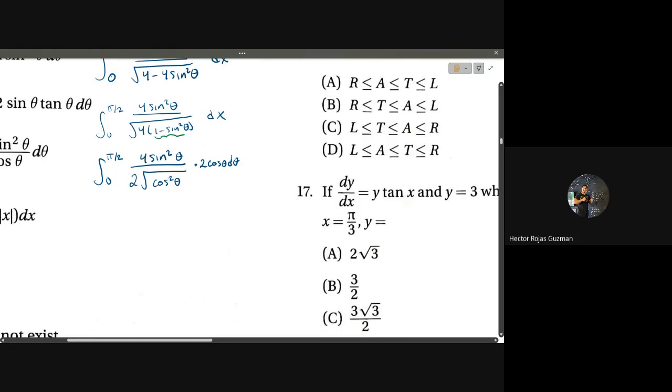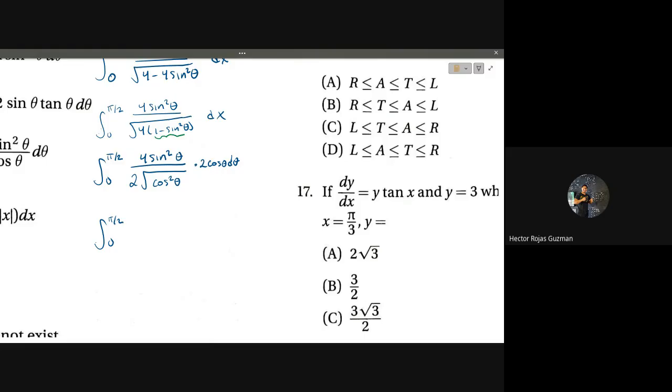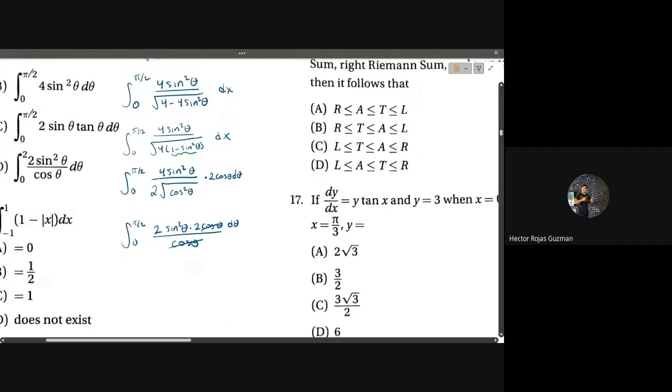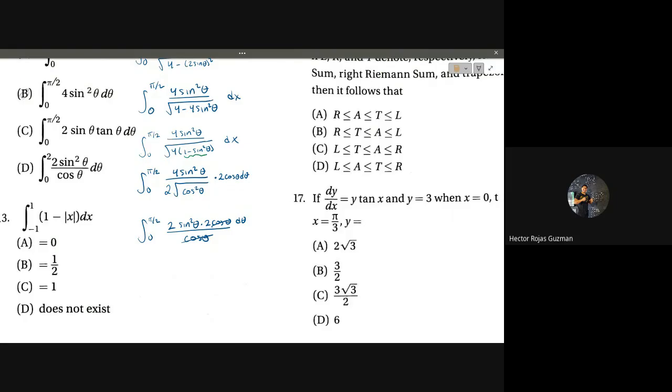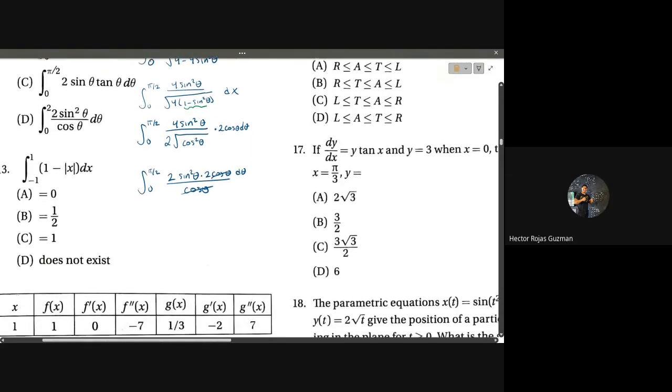Let's go ahead and finish the problem. 4 divided by 2 is 2. The square root of cosine squared is cosine. And then the cosines cancel, leaving you with 4 sine squared of theta d theta. The answer here is B. Lots for us to do.